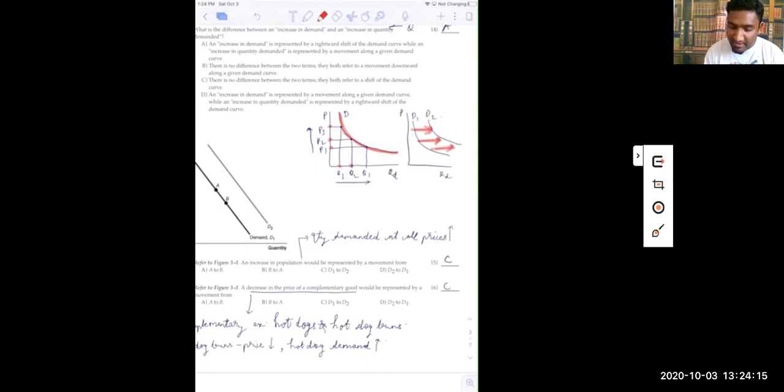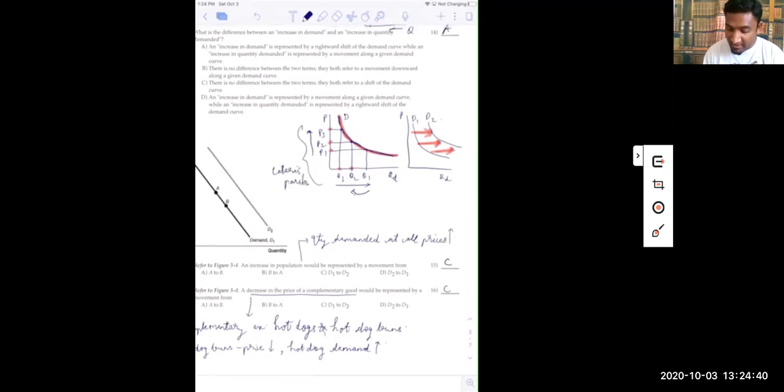If you merely increase the price from P1 to P2, the quantity demanded will decrease from Q1 to Q2, but the demand curve will remain the same. This happens when everything else is constant, ceteris paribus. When everything else is constant, when price increases from P1 to P2, the quantity demanded decreases from Q1 to Q2, but the demand curve remains the same.